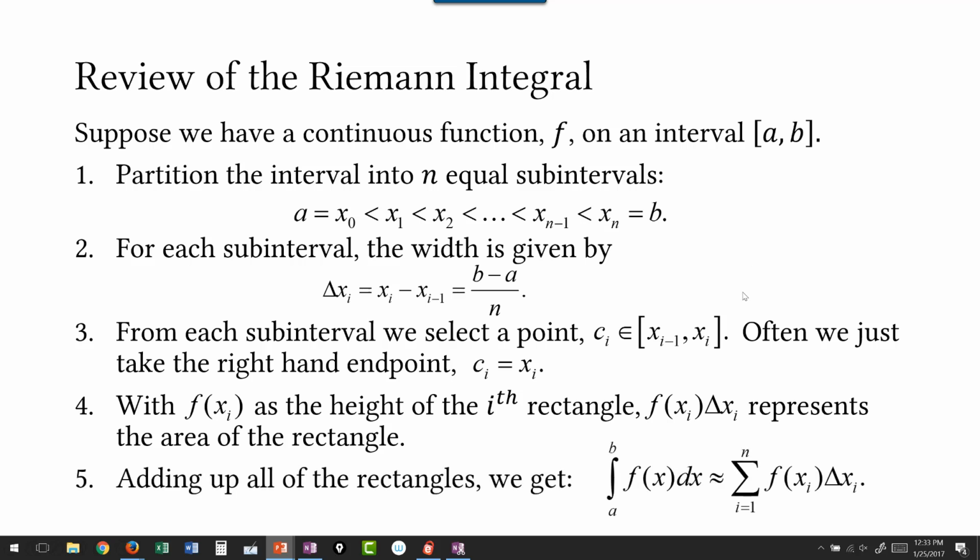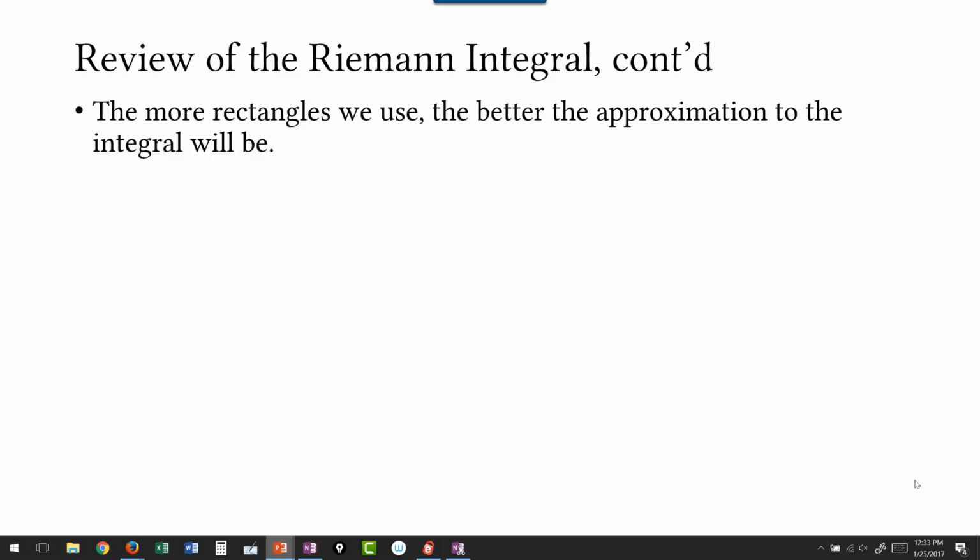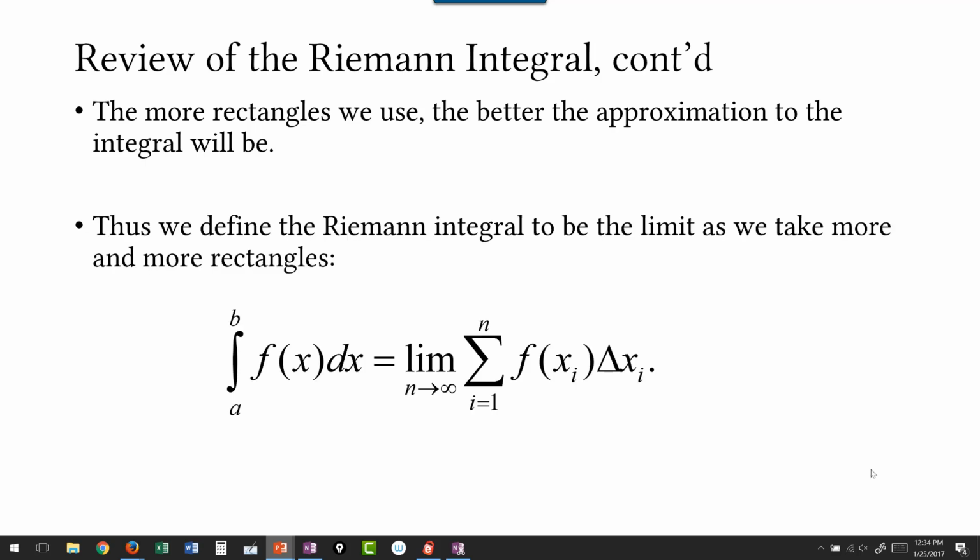If we add up all the areas of the rectangles, then what we get is a good approximation for the area under our curve, f of x, as long as we've taken enough rectangles. So generally speaking, the more rectangles we take, the better. So that motivates the definition of our Riemann integral.